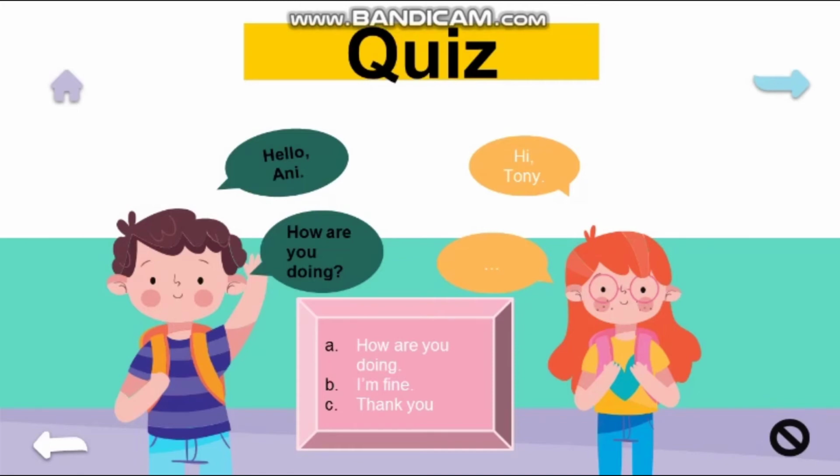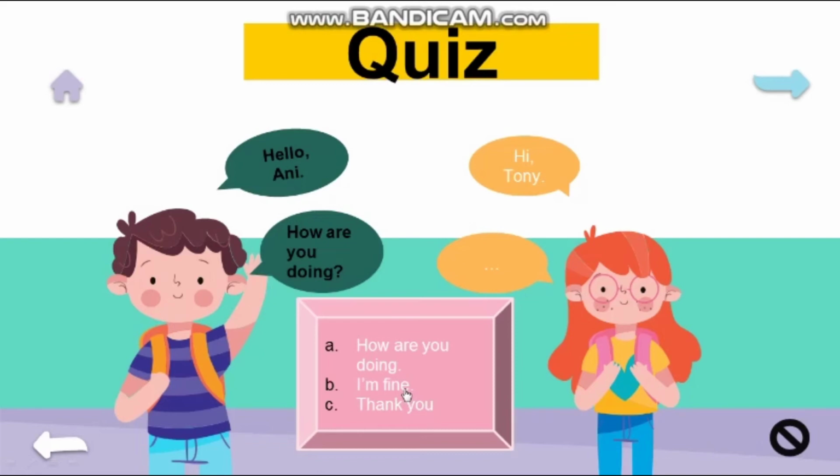You can see in the slide there is a conversation between two friends, Tony and Annie. Tony says hello Annie, and Annie answers hi Tony, and Tony asks how are you doing. What is the most suitable response from Annie to Tony? Is that A, how are you doing, B, I'm fine, or C, thank you? Which is the best response in an informal situation like this?